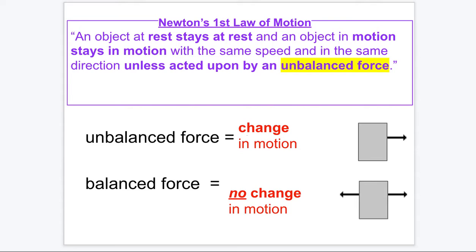So of course, with an unbalanced force, meaning just like we said, the friction, something's going right and it gets kind of pushed on from the left, maybe carpet or whatever it is that it's on. Balanced force means it's staying right there. An object at rest is going to stay at rest. Okay?